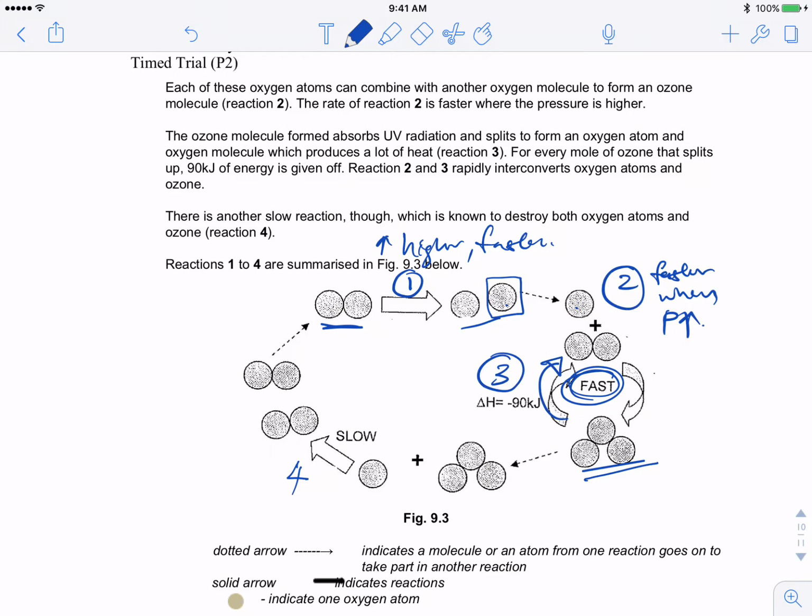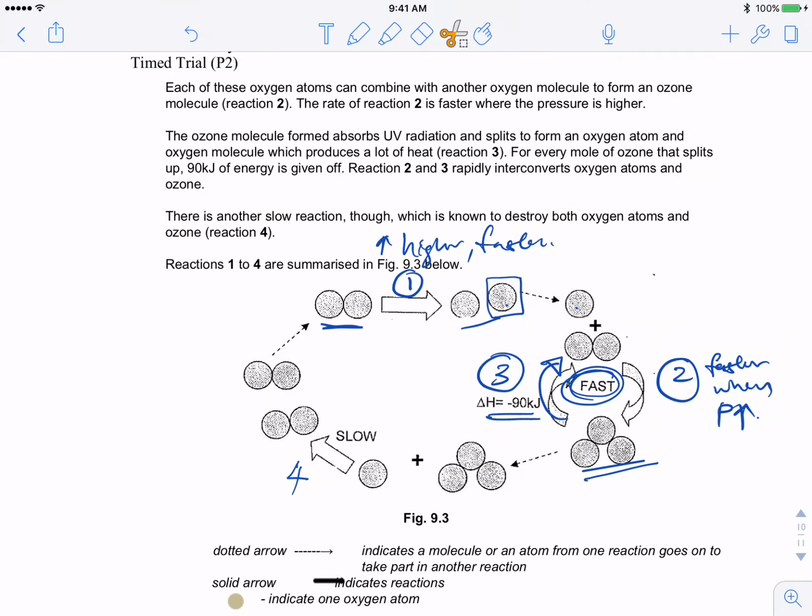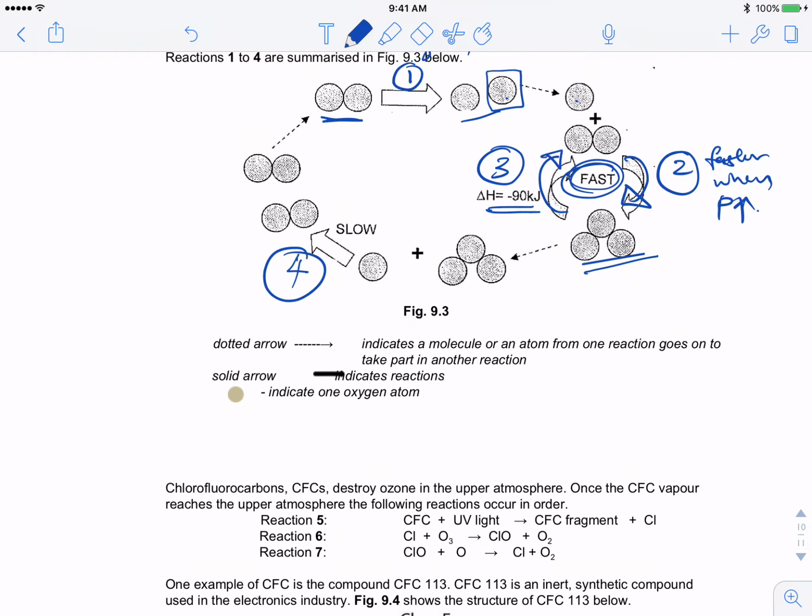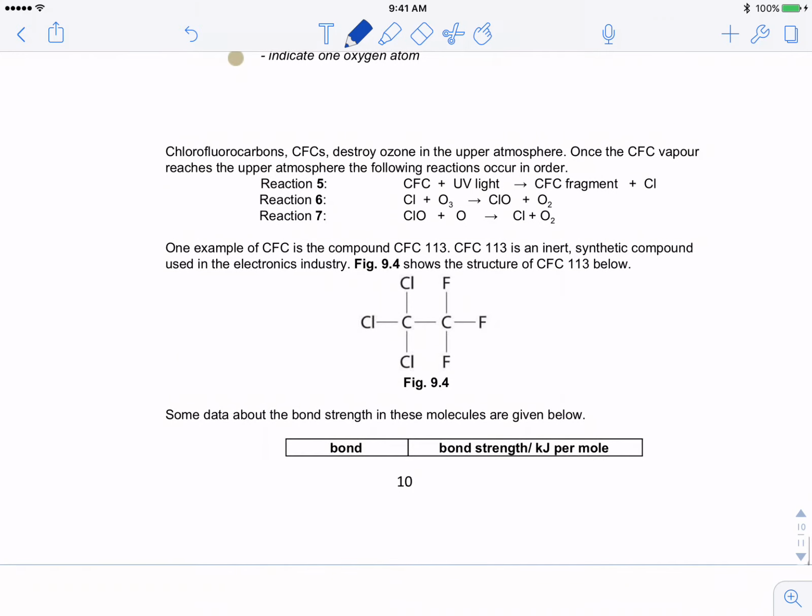Every time they do this, I get 90 kilojoules. So this is 2, that's 3. It was so confusing. This is 2, that's 3. Okay, 4 is here. 1, 2, 3, 4. Still not done analyzing yet.